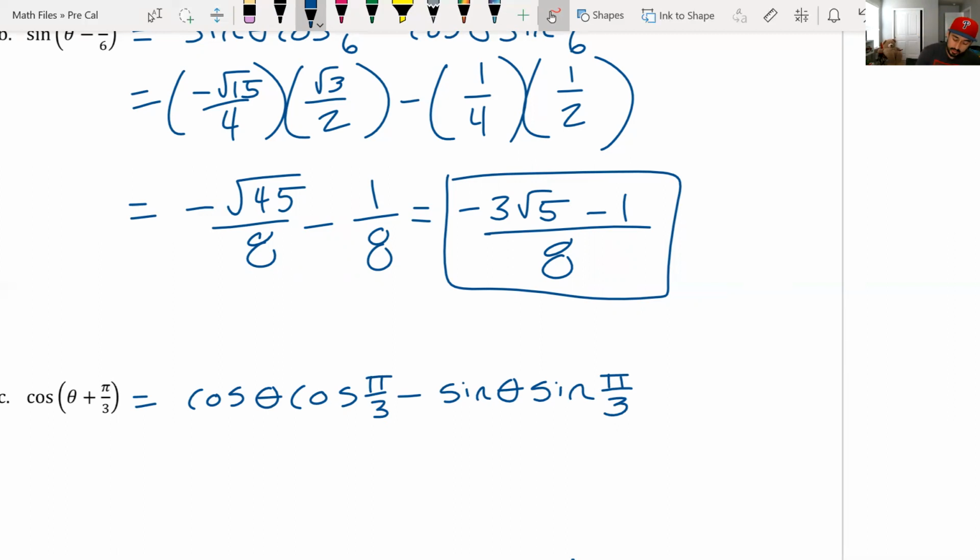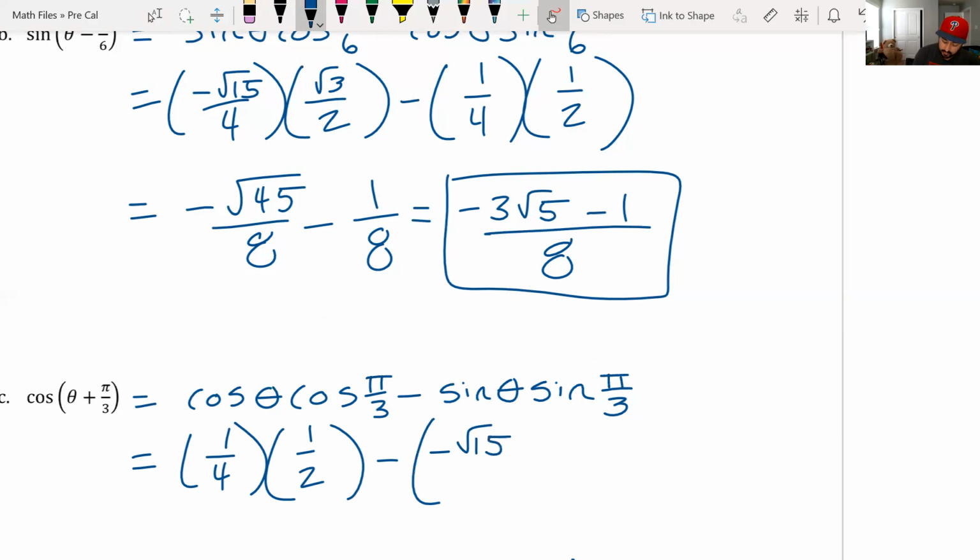Okay, now from the above, cosine theta was 1/4. Cosine of pi over 3 is 1/2, minus the sine of theta from the above triangle, which is negative square root 15 over 4. And the sine of pi over 3 is square root 3 over 2.